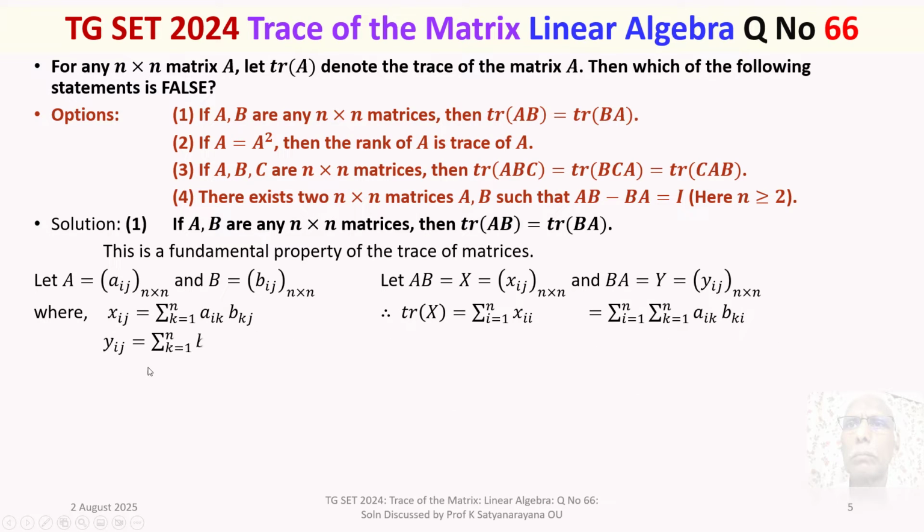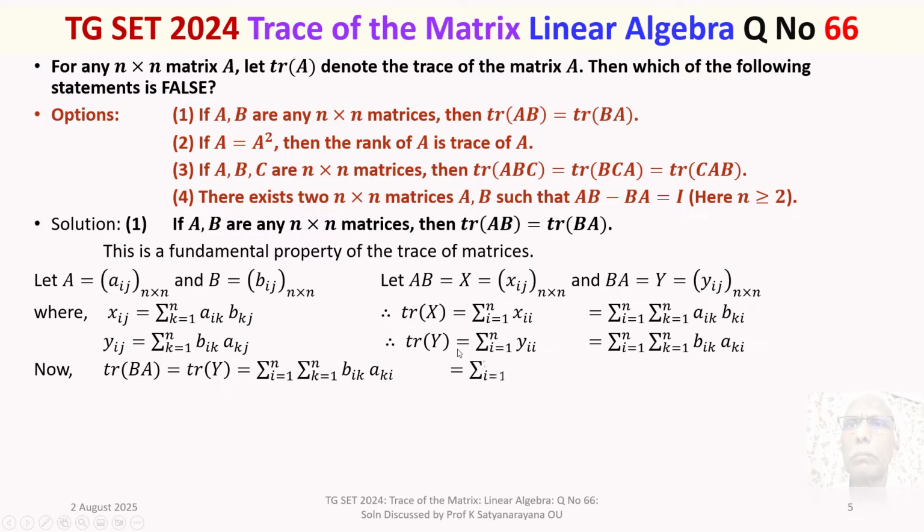In a similar fashion, you will also write for trace of Y, and you will find sigma i is equal to 1 to n, sigma k is equal to 1 to n, bik aki. Now, can you find out these are equal? Trace of BA is equal to trace of Y. What is trace of Y? Sigma i is equal to 1 to n, sigma k is equal to 1 to n, bik into aki. This is written as sigma i is equal to 1 to n, sigma k is equal to 1 to n, aki into bik.